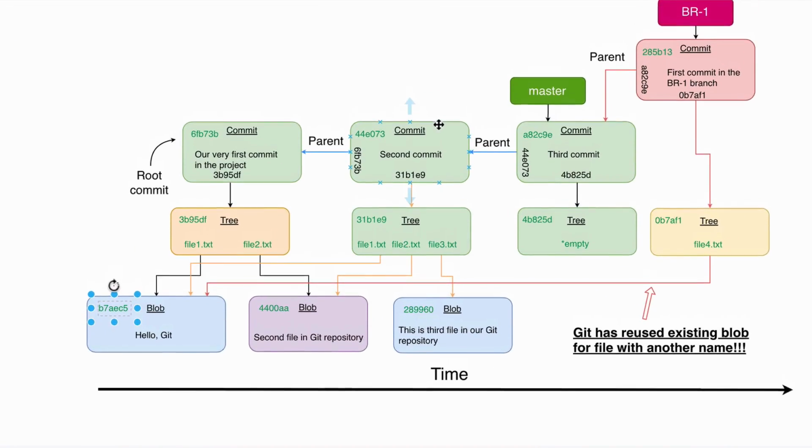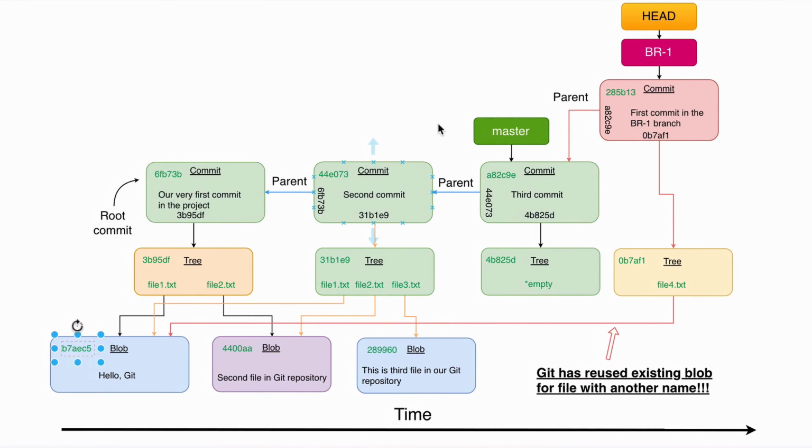Let me show the entire picture like this, and let's summarize. We have created a new branch br1, and we have made the first commit in this branch. And Git has created in the Git repository a commit object, this one, and this tree object. But Git has reused the existing blob object, this one. That's because the contents of file4.txt are the same as the contents of file1.txt that was created here at the beginning of our project. Now we have two branches in our project, and we can easily switch between those two branches and create different commits in different branches.